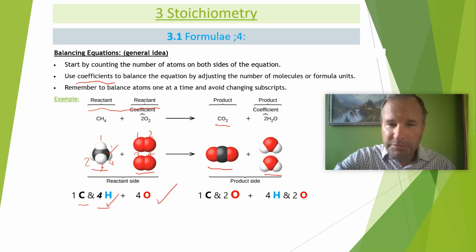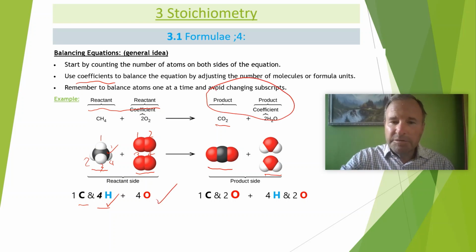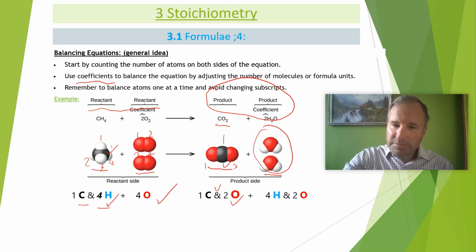Now we go off to the product side, which is over here. We want to see if they balance. So we've got carbon dioxide here, 1 carbon here, 1 carbon there. We've got 2 oxygens here. There's 1, there's 2. And then we get 2 waters formed, H2Os. You can see here if we count off the number of hydrogens, you've got 1, 2, 3, 4. And then you've got 1, 2 oxygens each for the different water molecules.